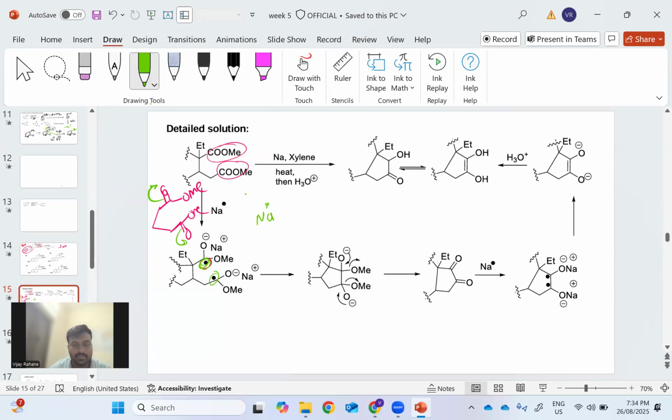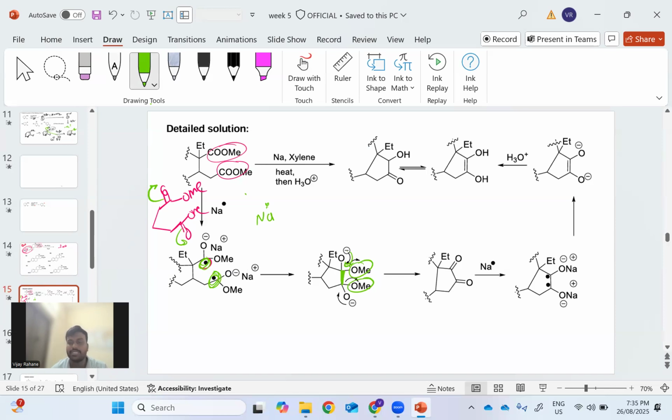And now, obviously, once both positions get the two electrons, it forms the intermediate by forming a bond. So this is the newly formed bond. So this bond is getting formed. And now what happens? This O negative gives the electron. This OMe is a good leaving group. So this leaving group gets removed and eliminated from this molecule. Now it forms a ketone.